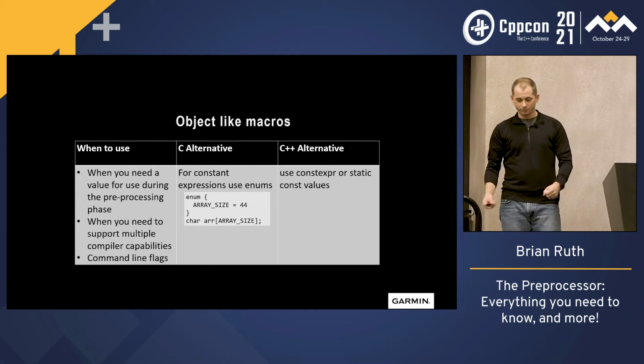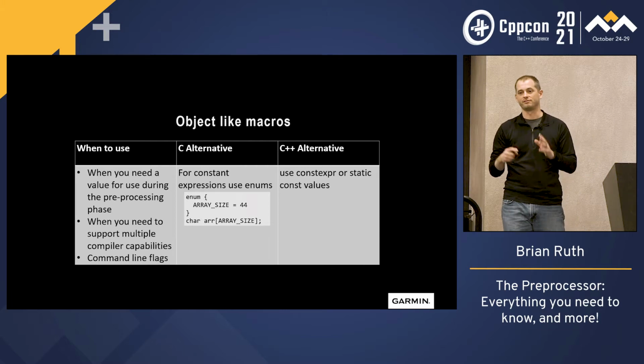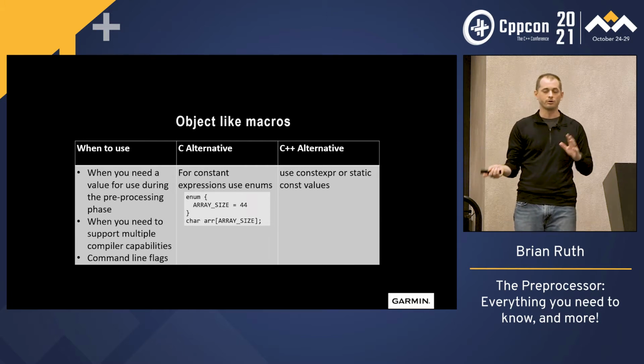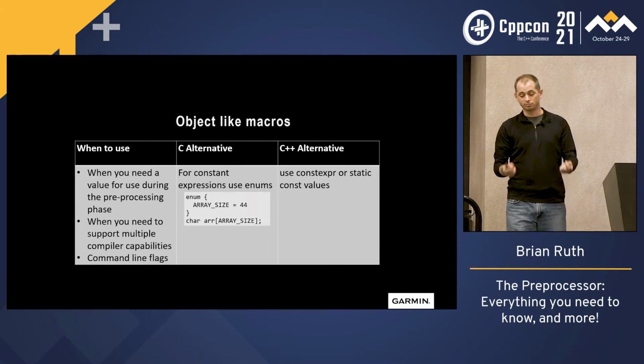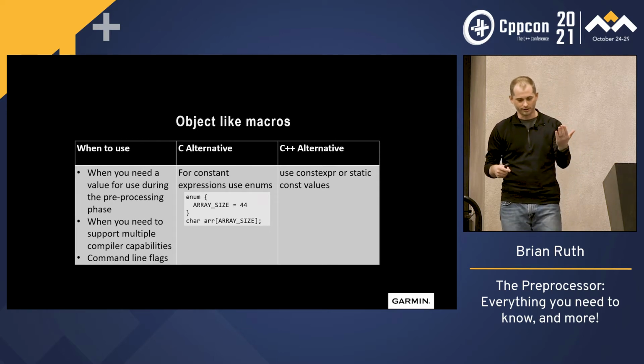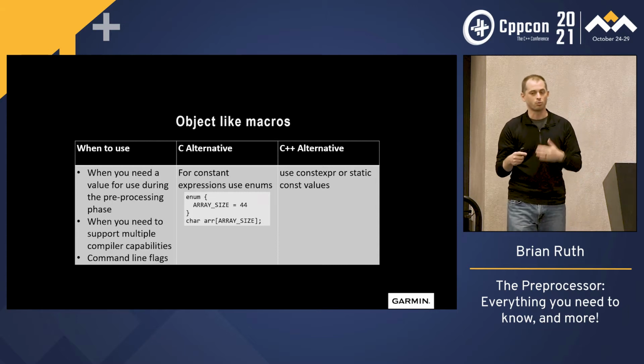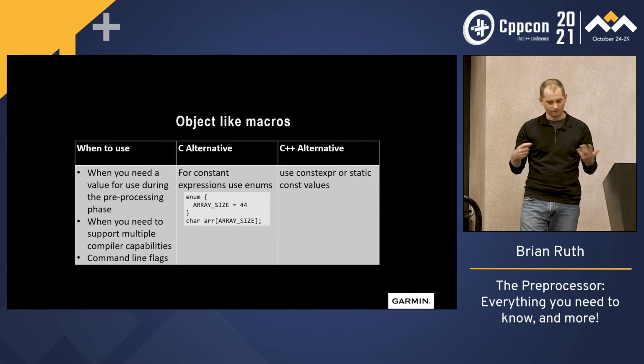So object-like macros, when to use them? When you need to use a value during the pre-processing phase. Again, variables and things that your compiler knows are not available then. When you need to support multiple compiler capabilities. So if you have to make some code that compiles for 2 different versions of a compiler, one may support const_expr, one may not. So that type of thing.